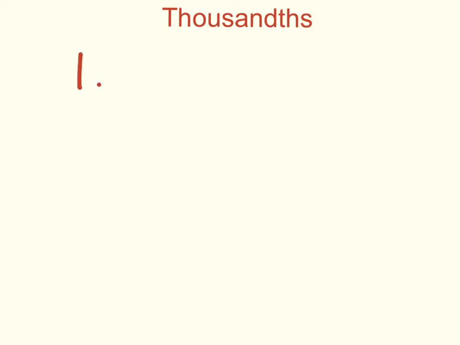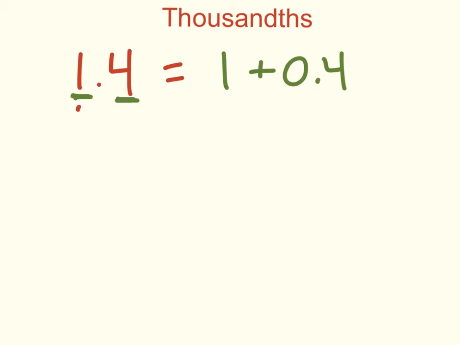So we're going to start with 1.4. To write this in expanded form, you have to represent each place value. So this number represents 1 because it's in the ones place value. And this number is in the tenths place value, so it represents 0.4 because it's in the tenths place value. So there I'm representing each place value.